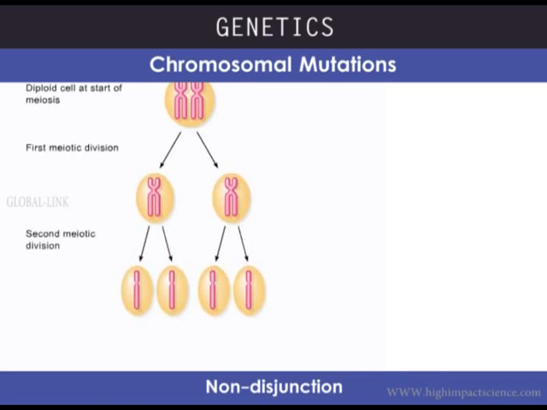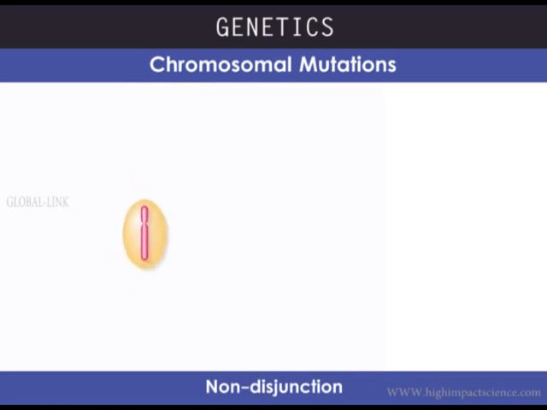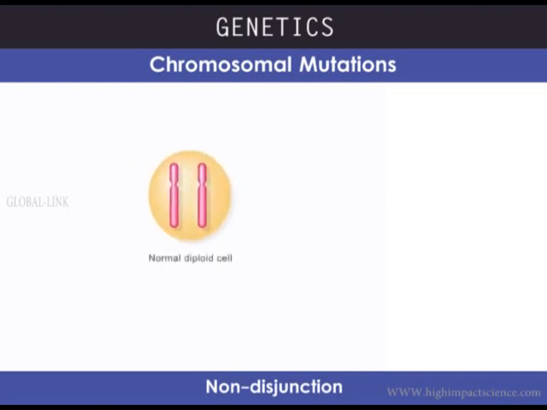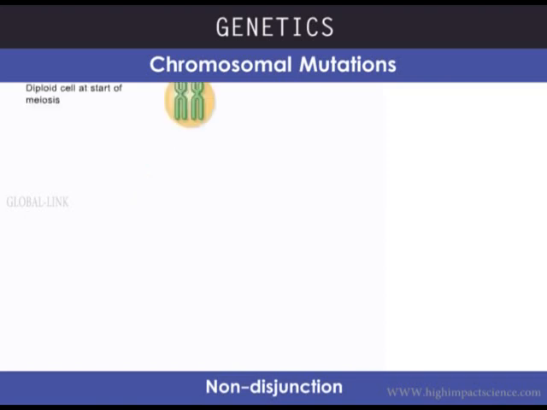In animals, these haploid cells are called gametes. When they fuse with gametes of the opposite sex, normal diploid zygotes are produced. If the homologous chromosomes fail to separate during meiosis 1, then one cell is produced with both homologs and the other cell has no chromosomes.